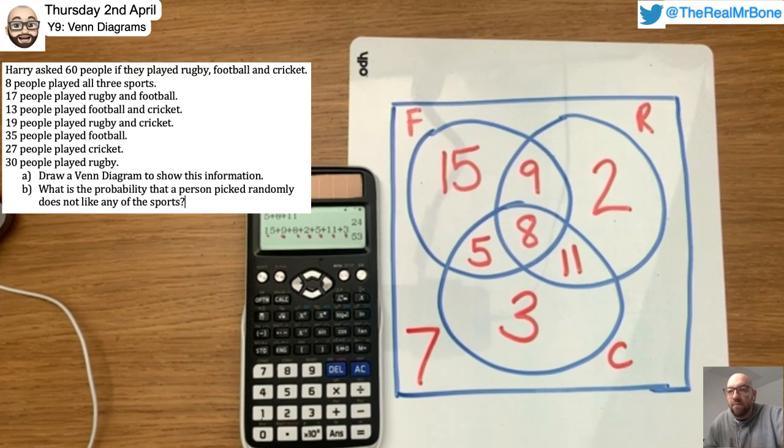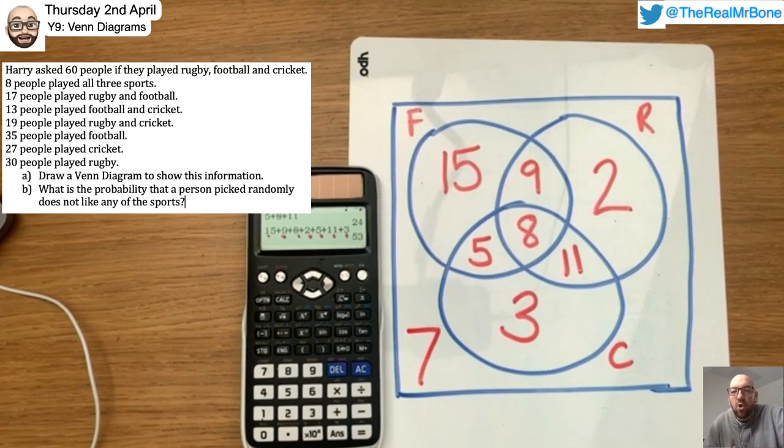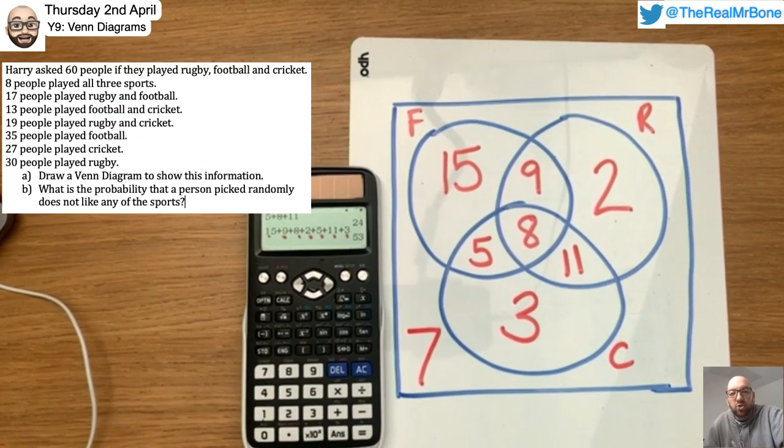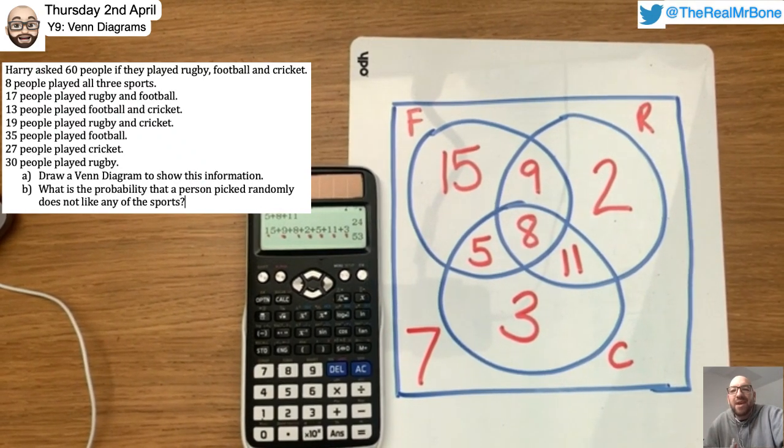Part A is done. Draw a Venn diagram to show the information we've done. What is the probability that if we pick somebody at random, they don't like any of the sports? Well, 7 people don't like any sports out of the 60 people that we asked. So the answer to part B would be 7 out of 60. Okay?